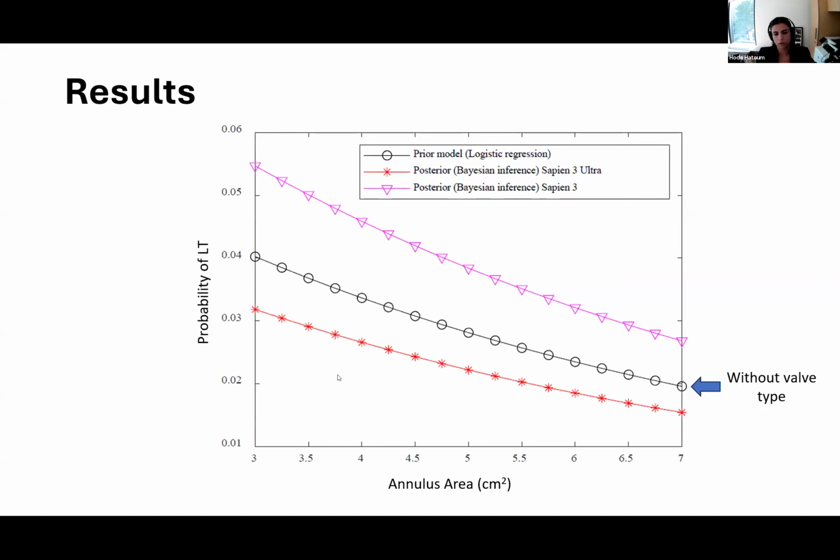So if we take an example, for an annulus area of 5, the probability of leaflet thrombosis with the SAPIEN 3 Ultra is about 2.2%, and the one with the SAPIEN 3 is 3.8%. So it seems that the SAPIEN 3 Ultra, with whatever improvements Edwards have made to it, is associated with a lower risk of leaflet thrombosis compared to SAPIEN 3 for that particular annulus size. So this is basically what we want to achieve, and a clearer picture is coming in 2 slides.